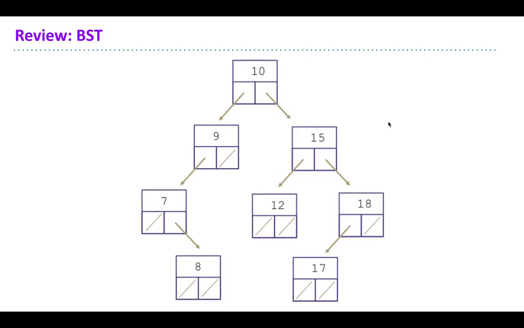Started an AVL tree. So we introduced this concept of an AVL tree, which was sort of like an improved version of a binary search tree. If you remember a binary search tree, this is an example here. A binary search tree is a tree with every node having two children.